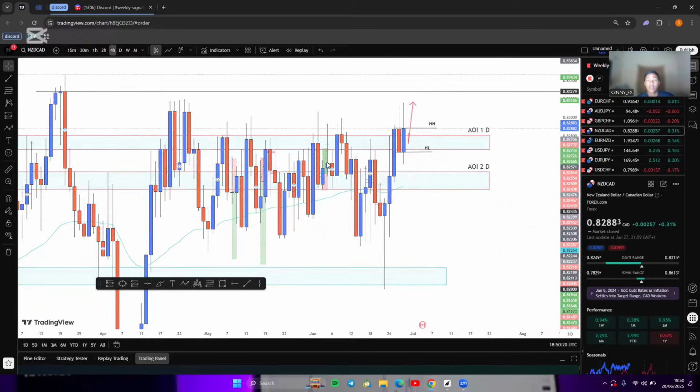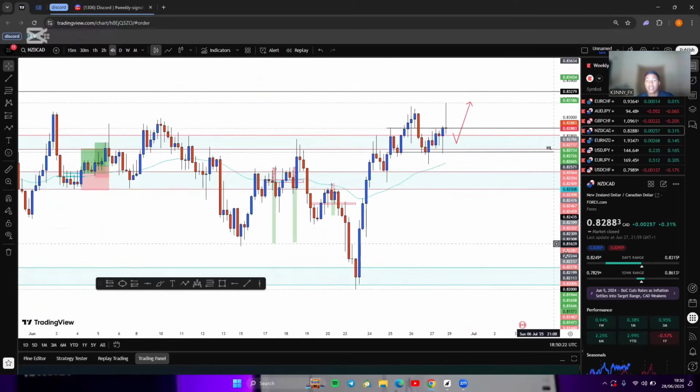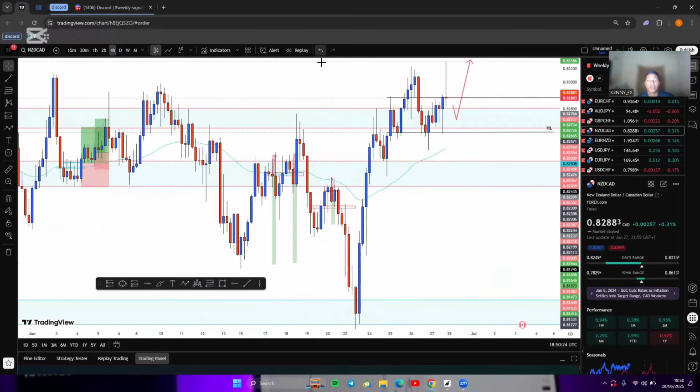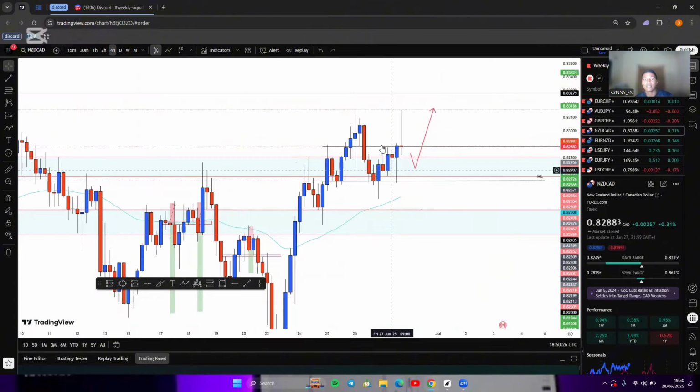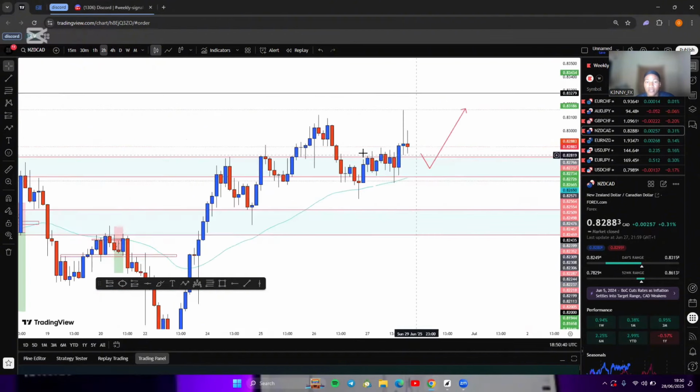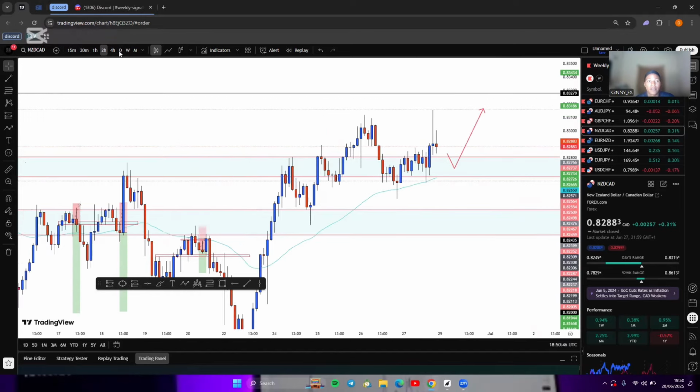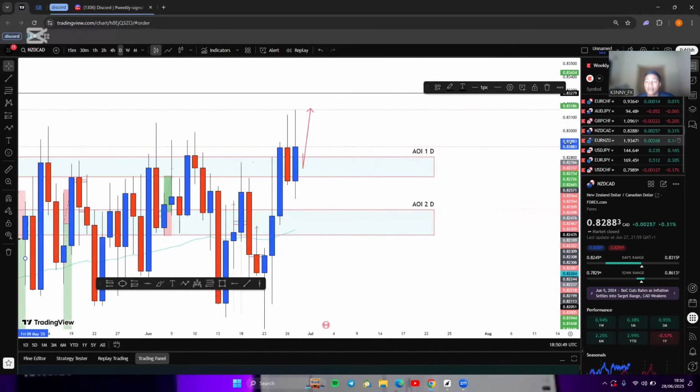What I'm waiting for exactly on the 4 hour time frame is for price to move back into this level. Then I'll be waiting for a 4 hour engulfing or a 2 hour engulfing to take this trade to the upside. So that is for NZDCAD.